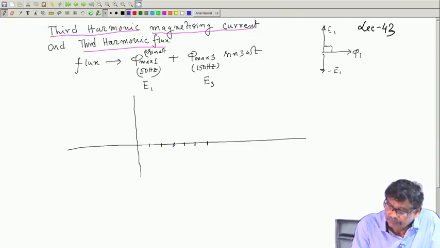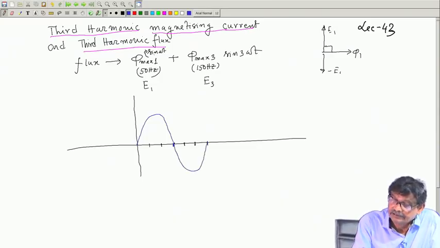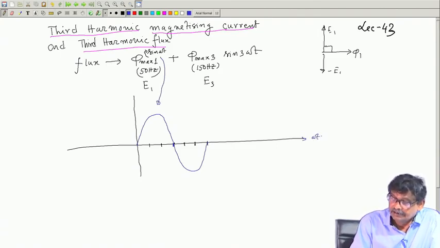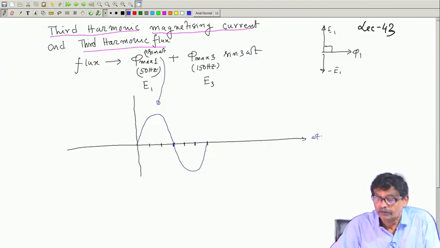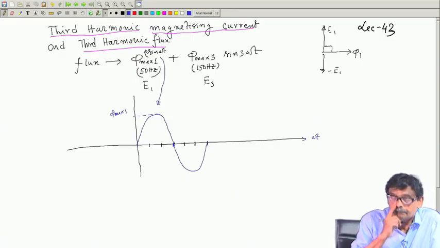So, this is the half period. It will be like this, this is the fundamental component, 1, 2, 3, and it will be like this. So, this is phi max sin omega t, I draw it. Similarly, on the same graph I will draw phi, and this amplitude is phi max 1.